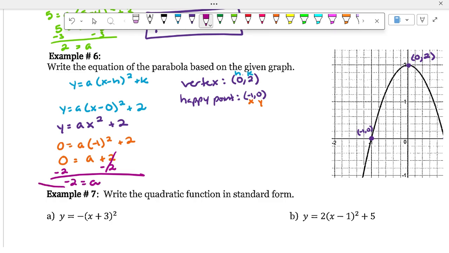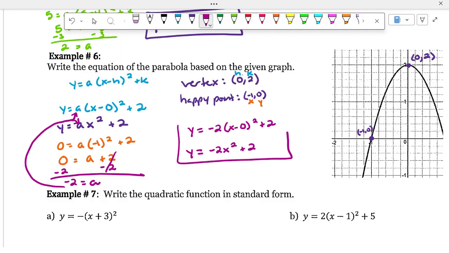So this is what's going to go in my a value. Now, if you didn't want to simplify the x minus 0, I wouldn't fault you on that. You could have left it as y is equal to negative 2 times x minus 0 squared plus 2, or as y is equal to negative 2x squared plus 2. I would have accepted either one of these. They're exactly the same thing.